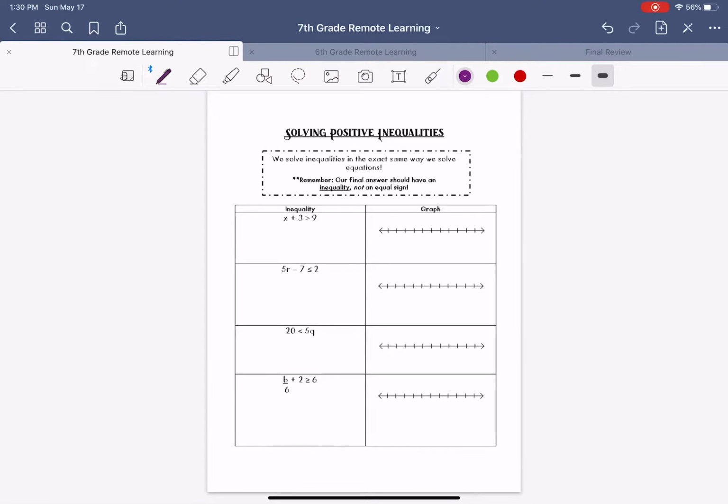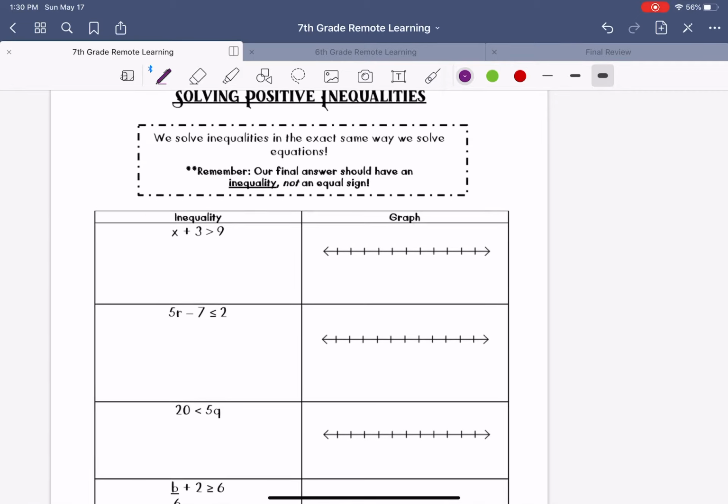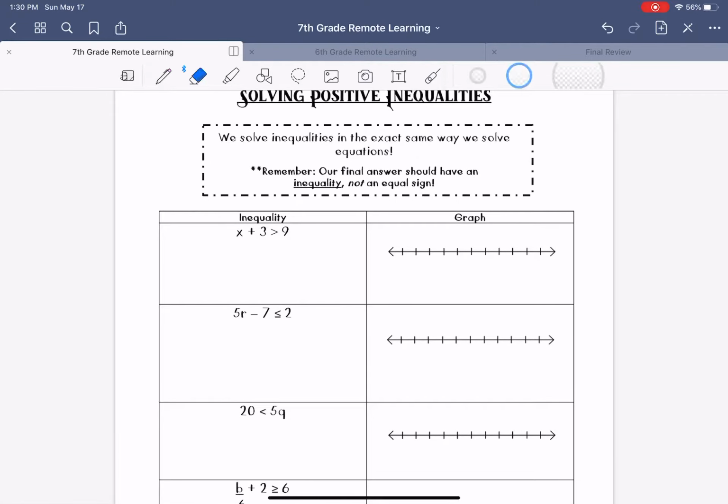Hello there, everyone. Today we're going to talk about solving inequalities, and today we're just going to talk about positive inequalities. So we're not going to involve any negative numbers. We'll talk about that tomorrow, and there's a special reason why we're splitting positives and negatives, but I'm not going to get into that today. But we have to do something special with negatives.